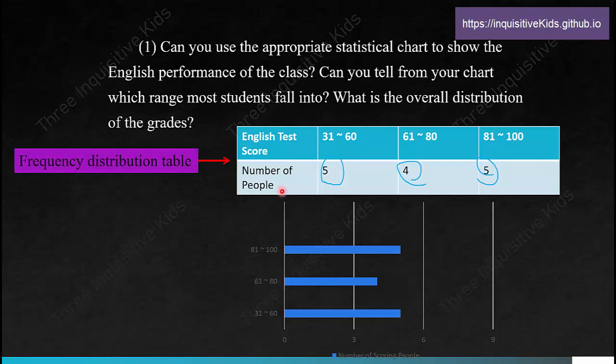So this is called the frequency distribution table. And what it does is it graphs out the frequencies of different values. And after we graph the data out from the frequency distribution table, we'll get what is called a bar chart, because it is a chart and the data is graphed by bars.